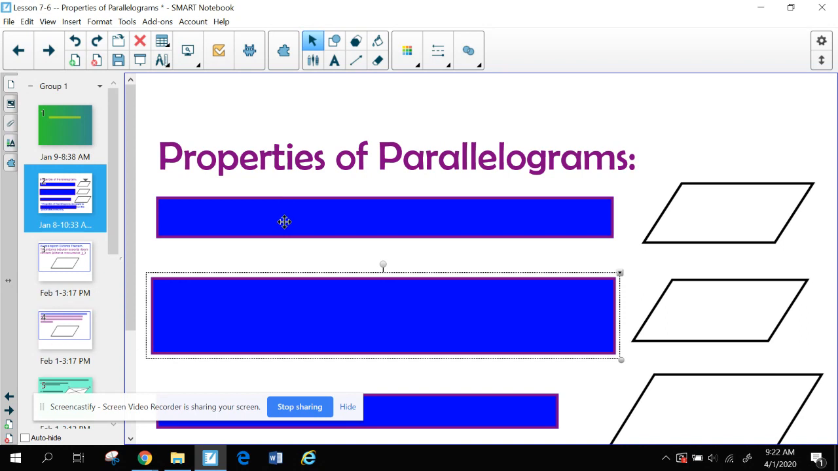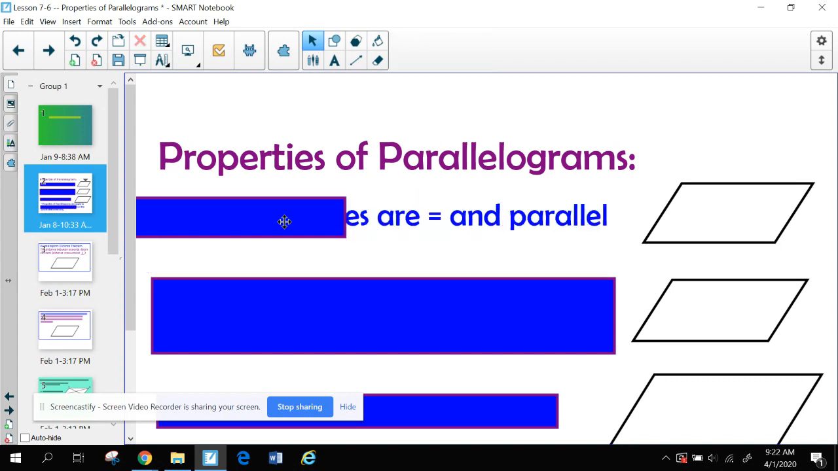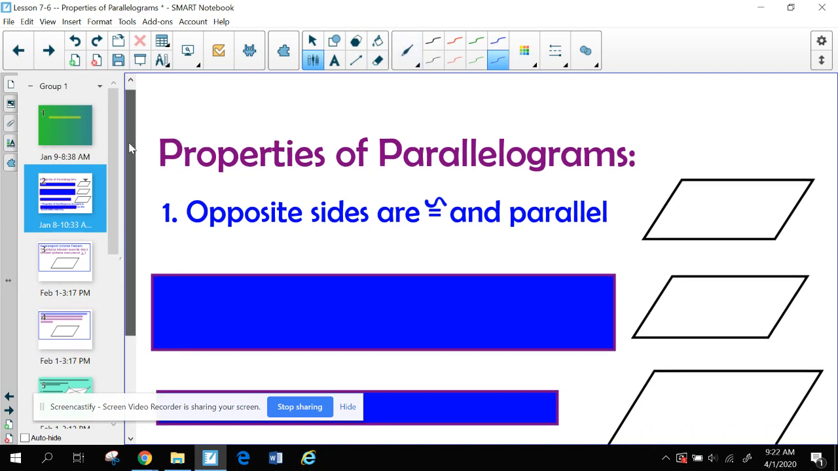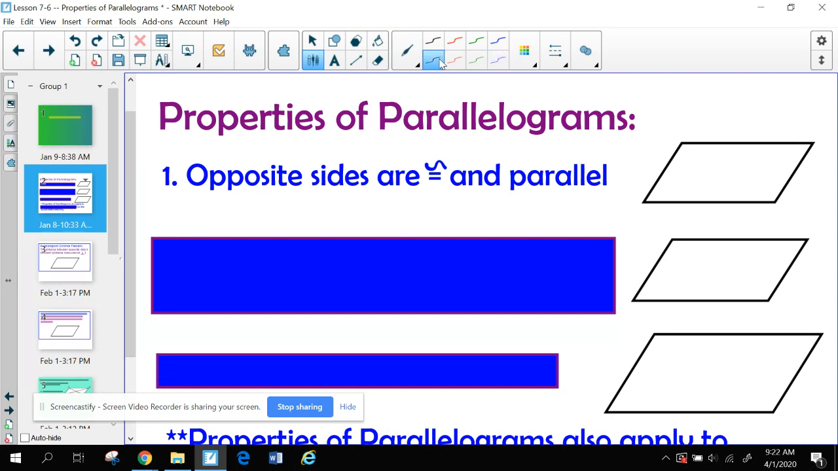So the first thing to make something a parallelogram, it just has to have opposite sides that are parallel. With that, though, we can make the property that opposite sides are parallel and congruent. That should be congruent. So if we take our parallelogram on the right here, we can actually put those notations in. So opposite sides have to be parallel and congruent.